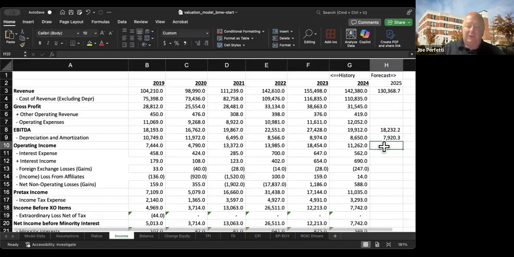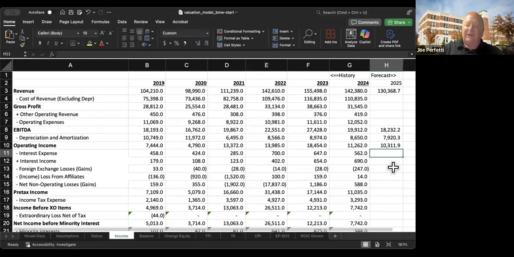Operating income, we solve for that. You can see the formulas over here on the left. I take my EBITDA minus my DA, so H8 minus H9, and that gets me 10,311.9 million of operating income. So in about 10 minutes, we've just forecasted operating income and revenue for BMW next year.